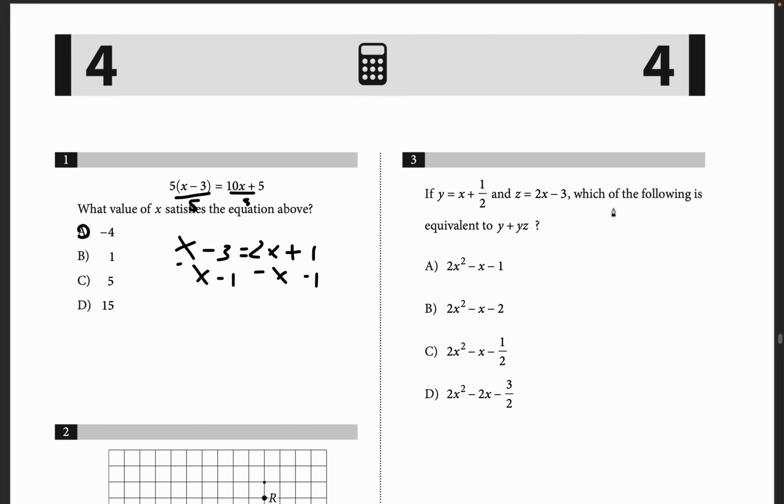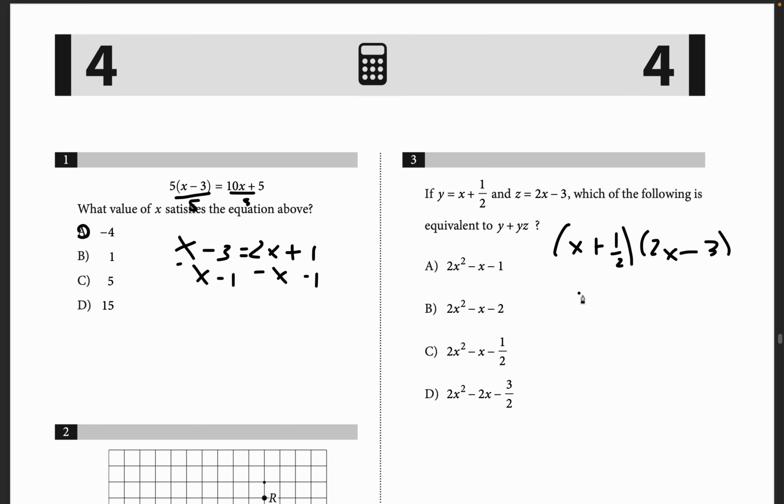Y equals x plus 2. Okay. So we substitute. Let's first do the multiplication. We can add this part. So let's first multiply this and this because it's y, which is this value, and then z is this value. So multiply both of them. So we get x plus 1/2 times 2x minus 3. Okay, and then we multiply, so FOIL.